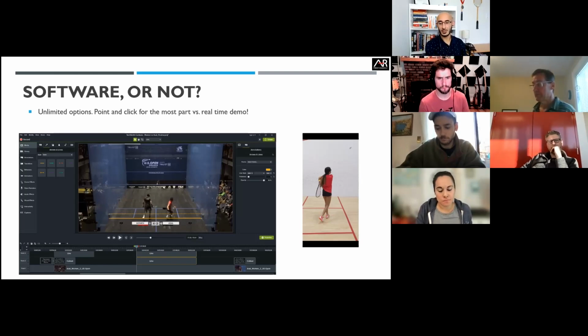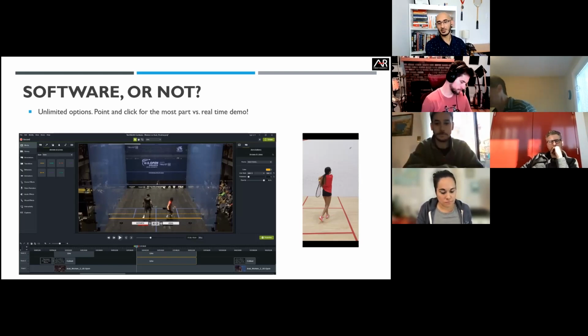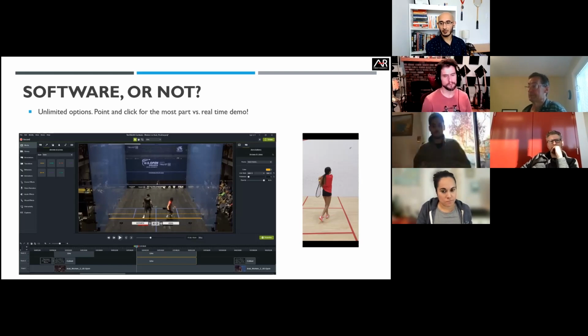This is just a screenshot from my phone. I recorded a video of one of the girls that I coach, and I just took a screenshot to show her how she's stepping or not stepping into the ball when she's hitting a backhand, how she wasn't rotating her shoulders effectively when she was setting up for her volley backhand, and so on and so forth.